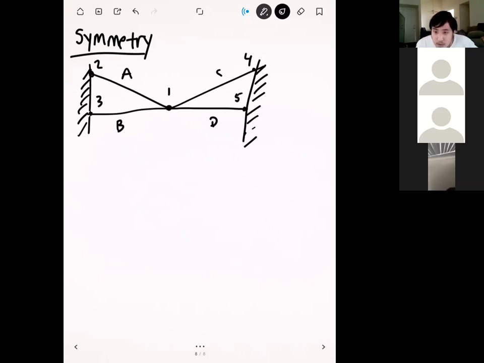Multiply for the area because it's 1. Yeah, in the previous one, I already computed that EA over L. So that's where the area came in, the constant out in front of the stiffness matrix.